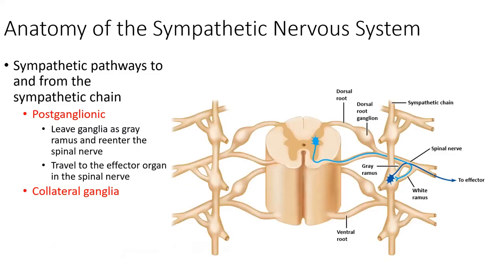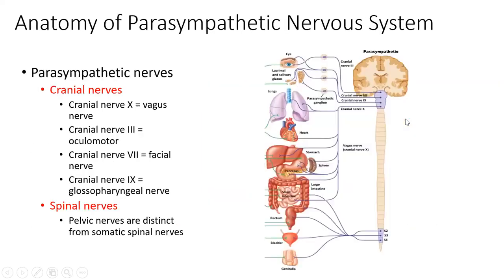And we were talking about the gray ramus versus white ramus fibers and how the fibers of the autonomic nervous system are myelinated when they first enter the spinal nerve, but then when they leave the ganglia and re-enter the spinal nerve, they're unmyelinated, and so we call them, hang on, let's pull this up. Let's actually illustrate this here. All right.